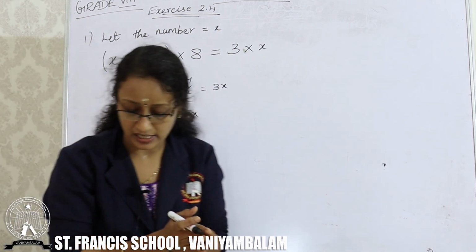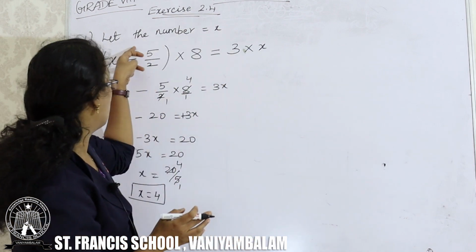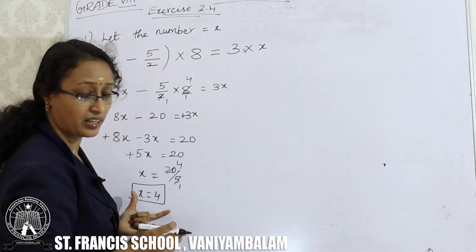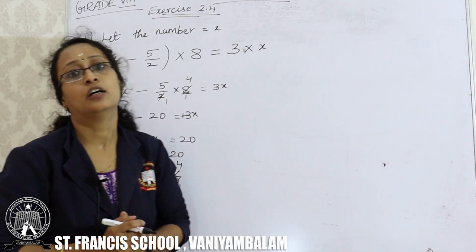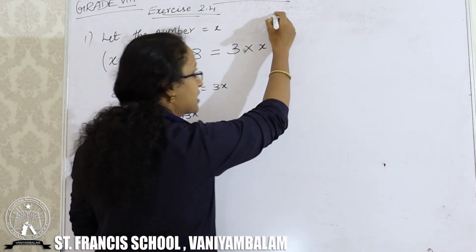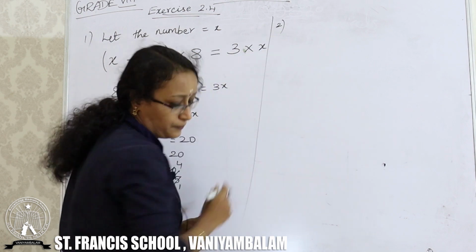We got the x value. What is the question? What is the number? Let the number be x. We have to find the x value. Therefore, the number is 4.